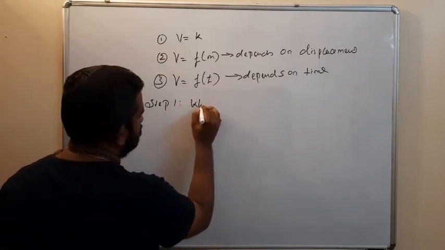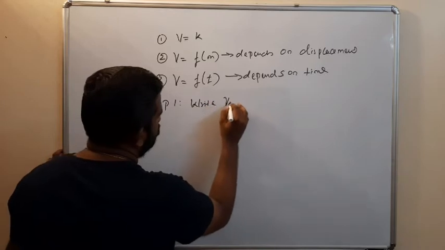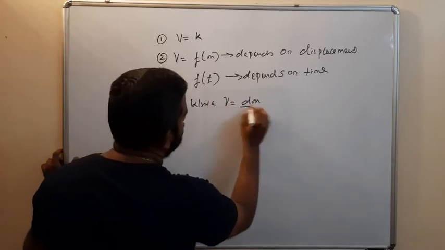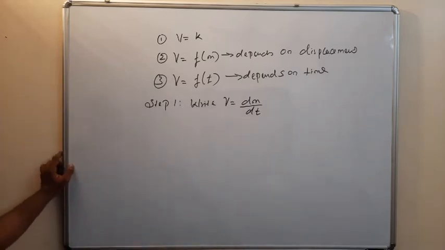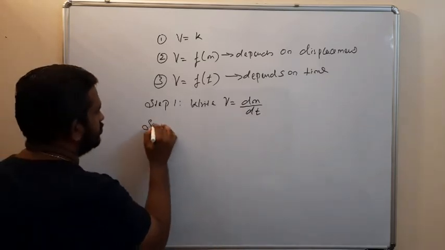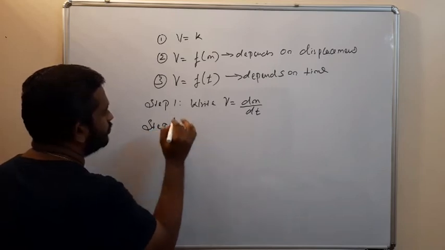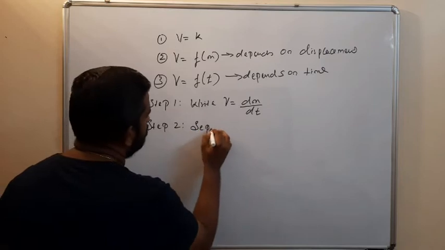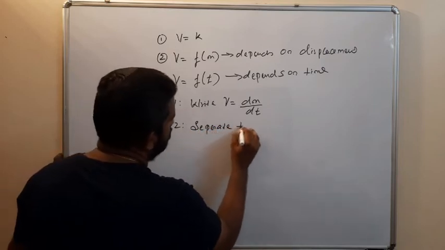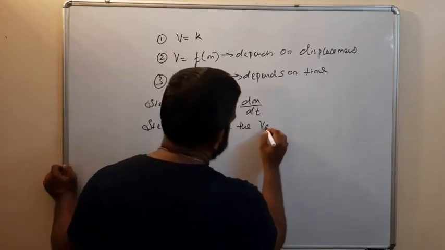Write v is equal to dx by dt. Right, v is equal to dx by dt. Step 2. Separate the variables.